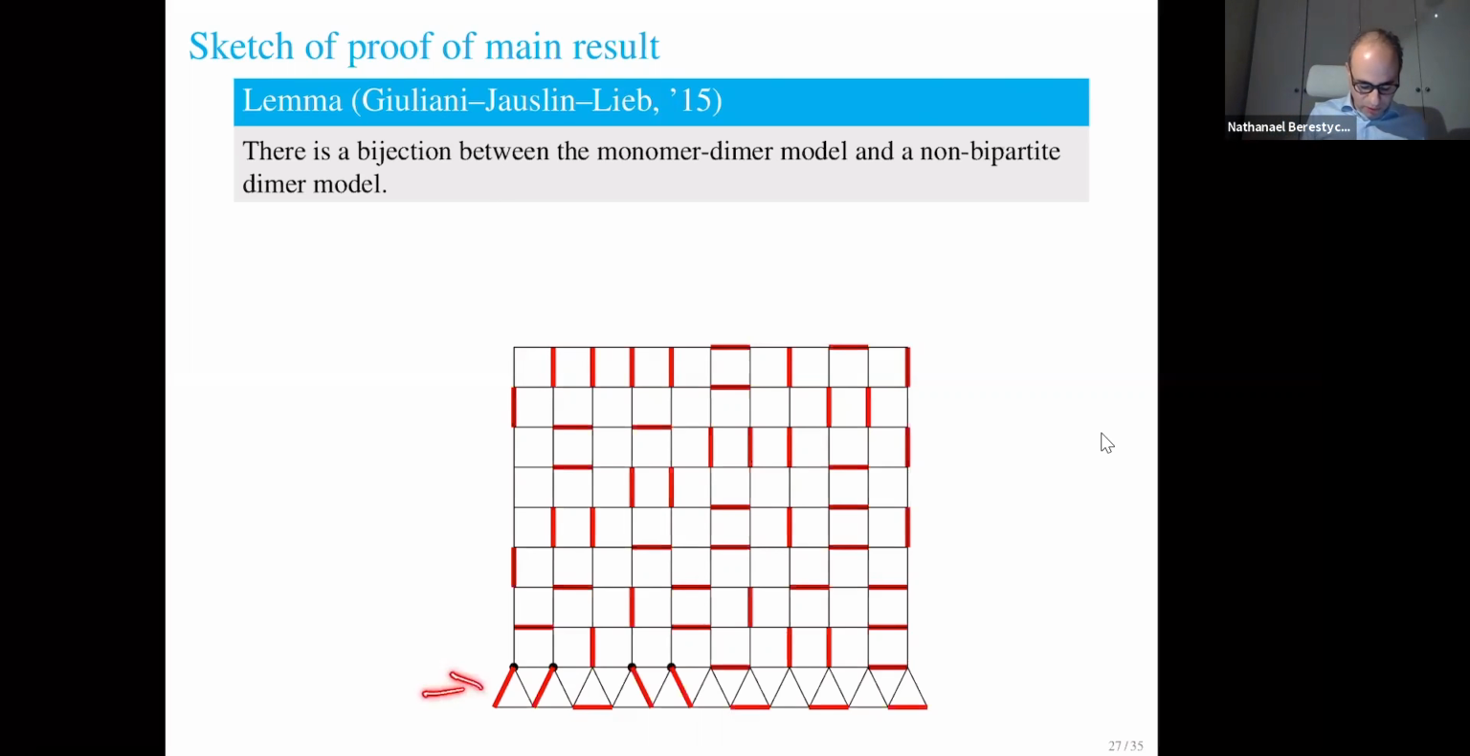You can go from left to right, or you can go from right to left. For instance, if you start here, then this edge needs to be there, because otherwise this vertex is not going to be covered. You can go from left to right and from right to left, and you can check these things agree. There's really one way to do that.